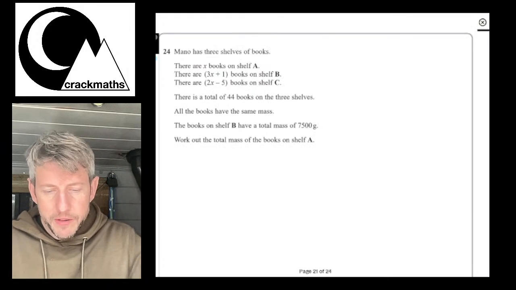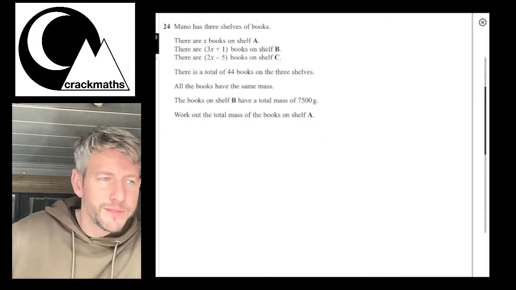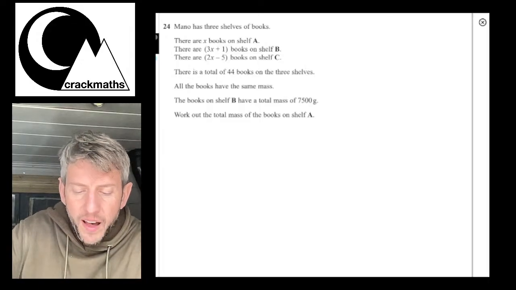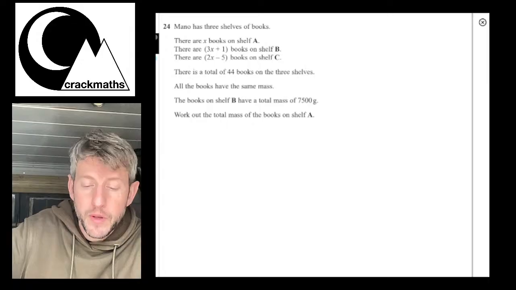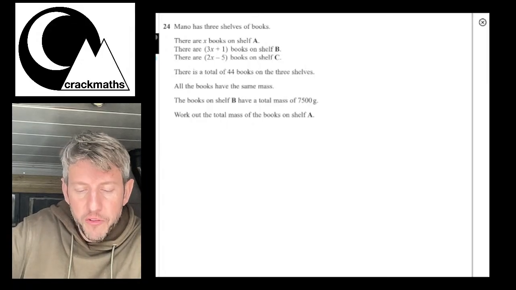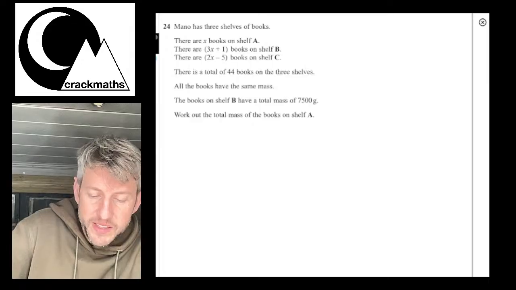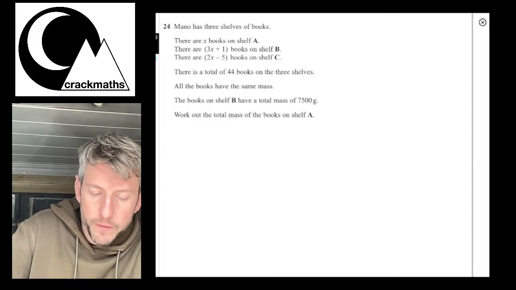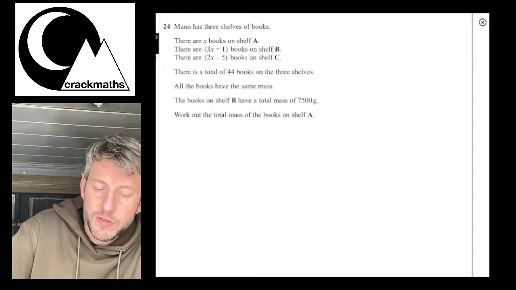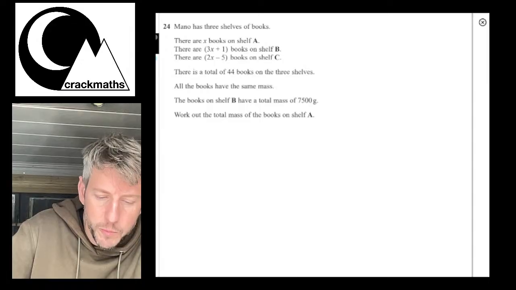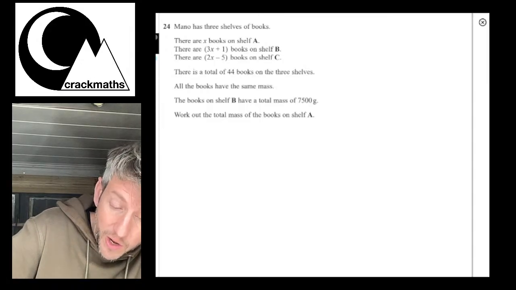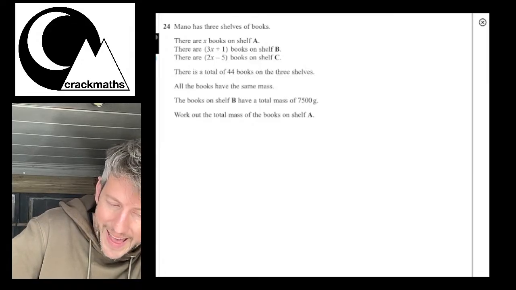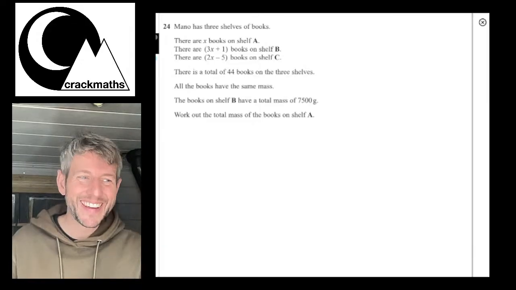Right, question 24. How many questions are there? Mano has 3 bookshelves. There are x books on shelf A. There are 3x plus 1 books on shelf B. There are 2x minus 5 books on shelf C. There is a total of 44 books on all 3 shelves. All books have the same mass. If the books on shelf B have a total mass of 7,500 grams, work out the total mass of the books on shelf A. Oh man, okay, right.